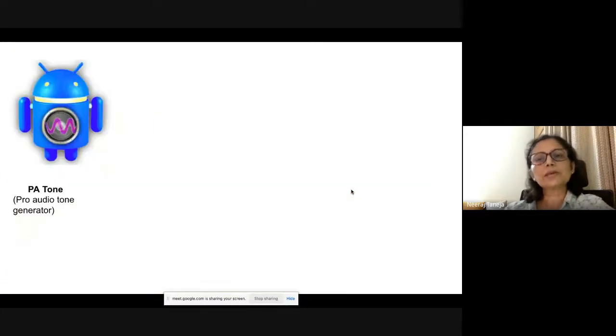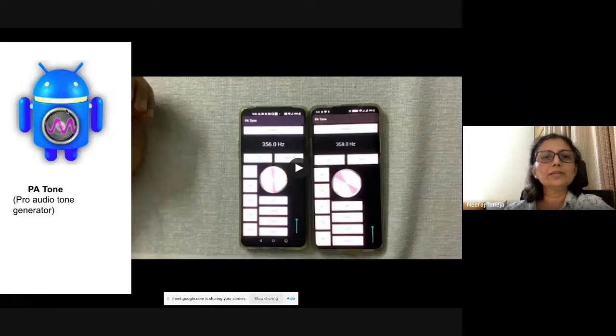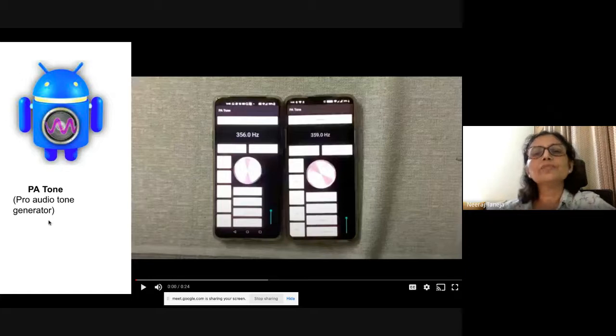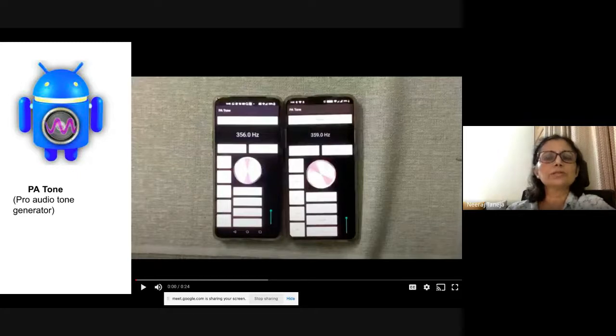In fact, some years back, I discovered this wonderful app which can generate sound of different frequencies. And this was a wonderful, fascinating way to demonstrate the concept of beats that we study in grade 11. I hope there are some grade 11 students also with us. They would understand what I'm talking about. So I am talking about having an application, PA Tone, in my phone.